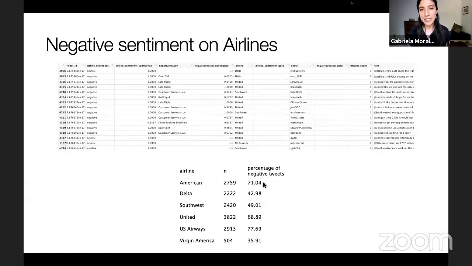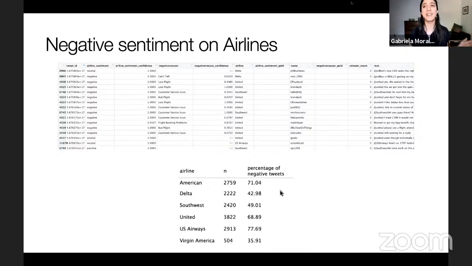And I can tell you, American Airlines had 71% of negative tweets, which is pretty high. US Airways even higher. Virgin America was the one with the lowest percentage of negative tweets. So instead of presenting this table, I could just tell you US Airways had 77.7% of negative tweets and Virgin America 35%. I could present it orally and nobody would complain, but 5 seconds later, nobody would remember what I said. So having one of these simple tables works.